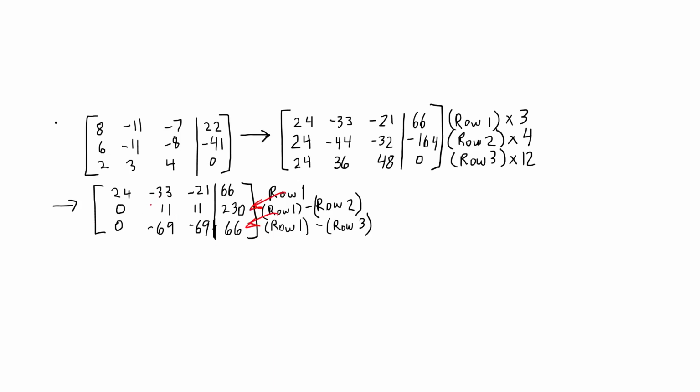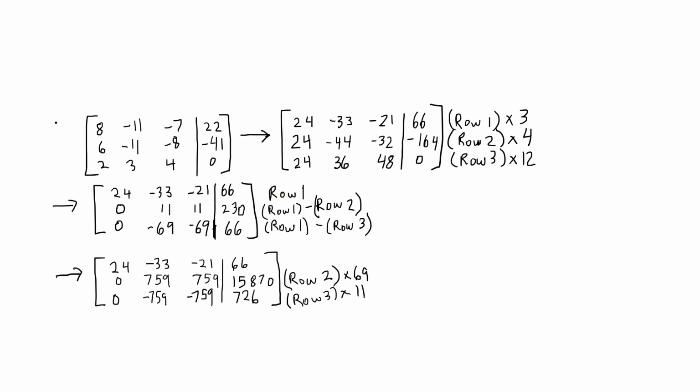Okay? Now, we've got an 11 and a negative 69 there. So what we can do is multiply the entire second row by 69 and the entire third row by 11. And if we do that, we get the values shown here. And they're getting pretty big, you can see, like 230 times 69 became 15,870, and 66 times 11 became 726. So we're getting some pretty big numbers. But what's good about it is that we got these two numbers to be the same. Granted, one's positive and one's negative.